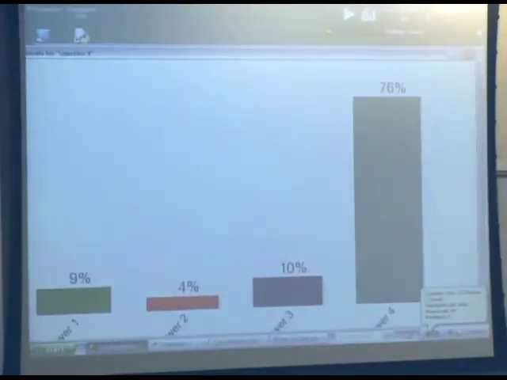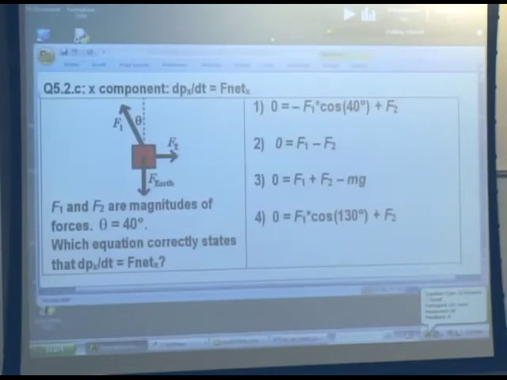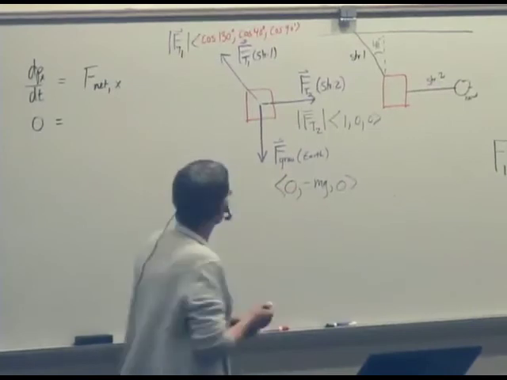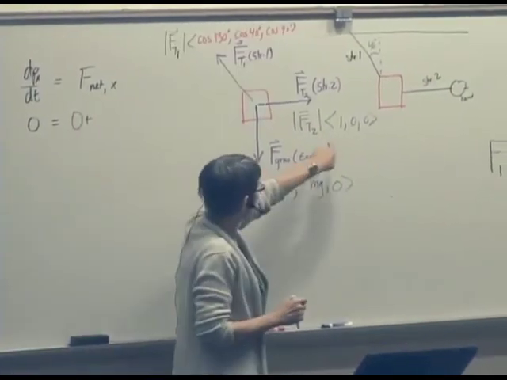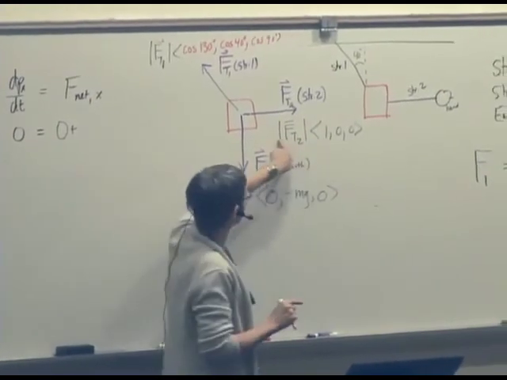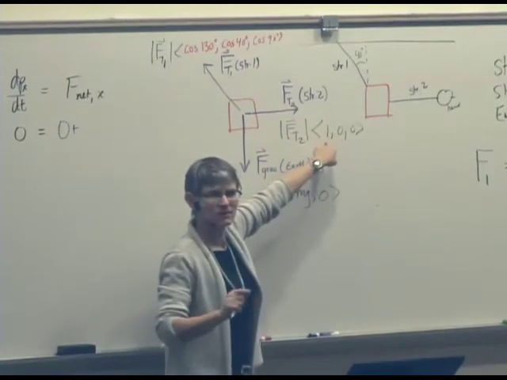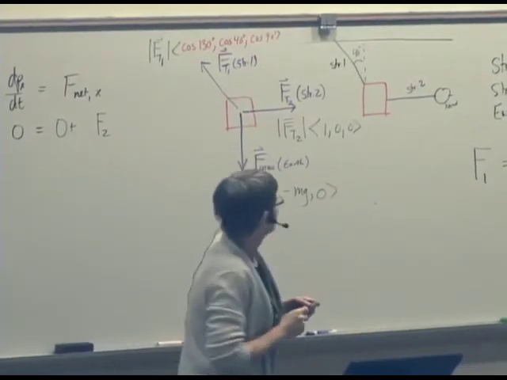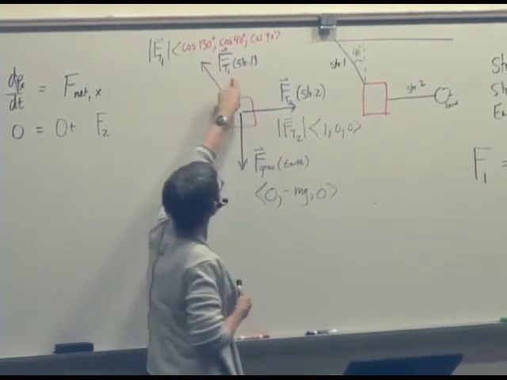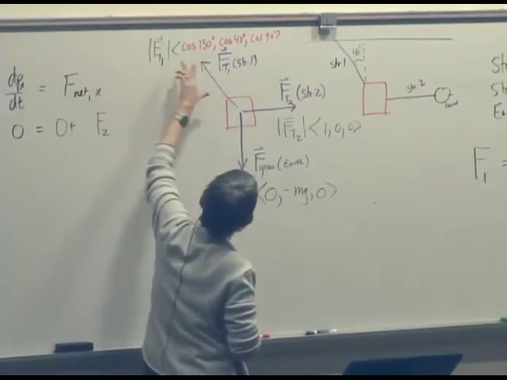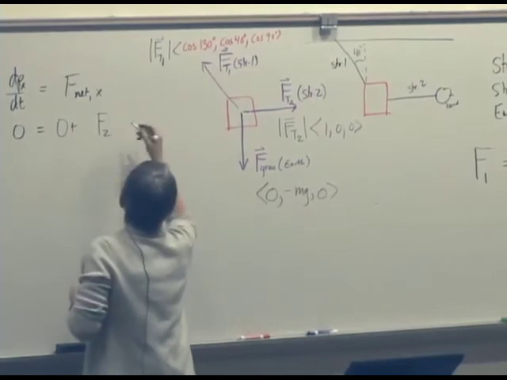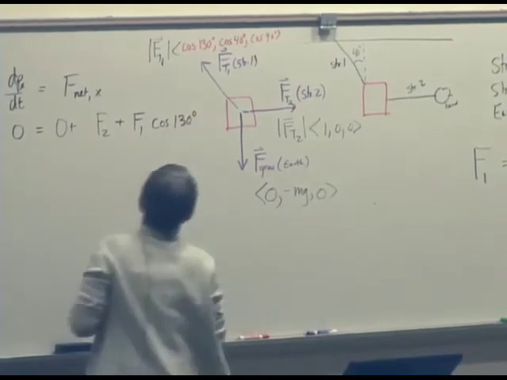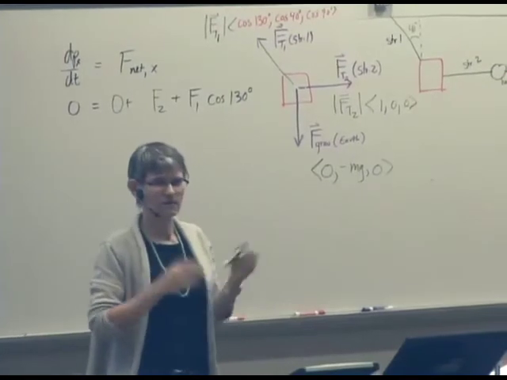All right. So 3/4 of the class says 4. So let's see where that comes from. We take the x component of the gravitational force, that's a 0. And the x component of this F2, that's the magnitude of F2 times the unit vector (1, 0, 0). So we have an F2 there. And then we need the x component of F1, and that's why we went to all that trouble to get this unit vector, because now we just take the magnitude and multiply it by that. So we've got F1 times cosine of 130 degrees, and now we're done, because we had the x component of every force.